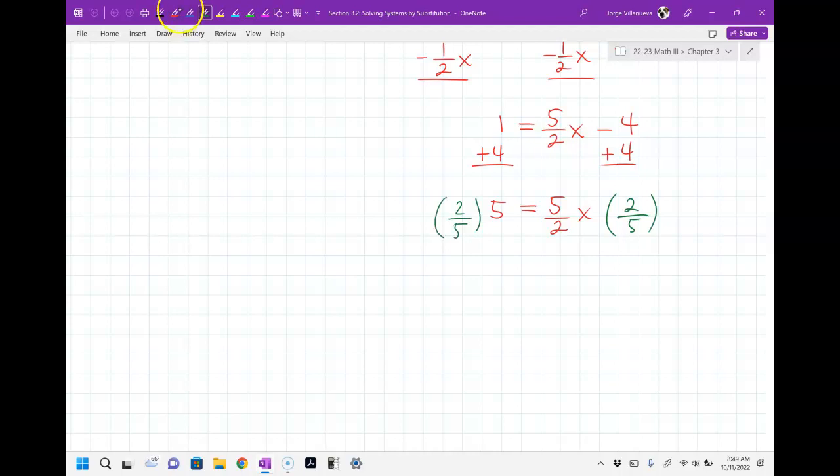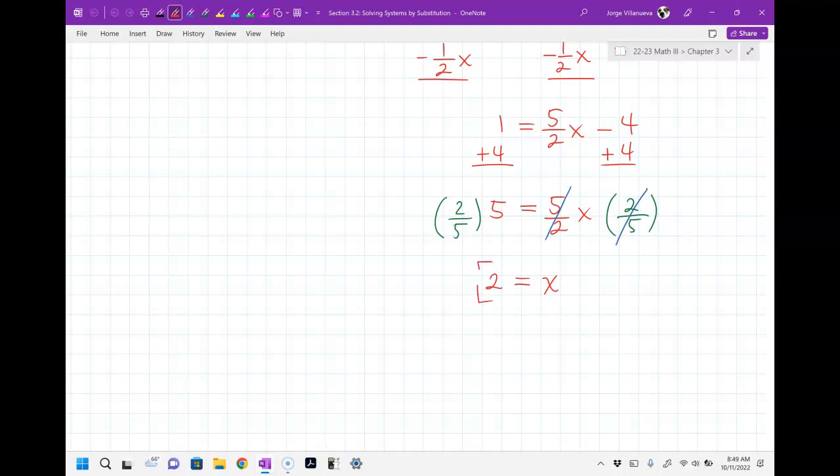That's the fastest way to do it, okay? And the reason why we do that is because whenever you multiply a number times its reciprocal, so 5 halves times 2/5, it cancels out. And all you're left with is an x value. And on the right side, 2/5 times 5 is 2.